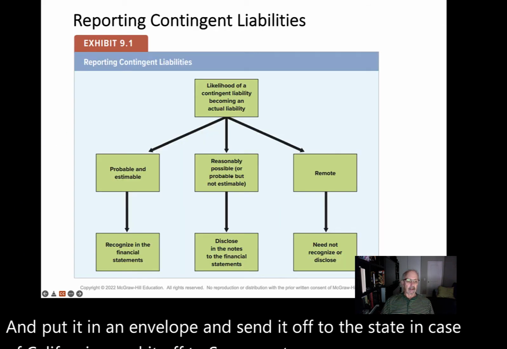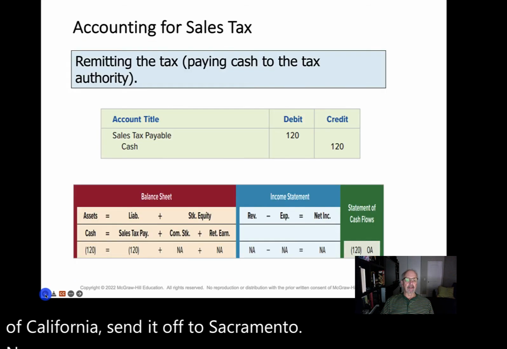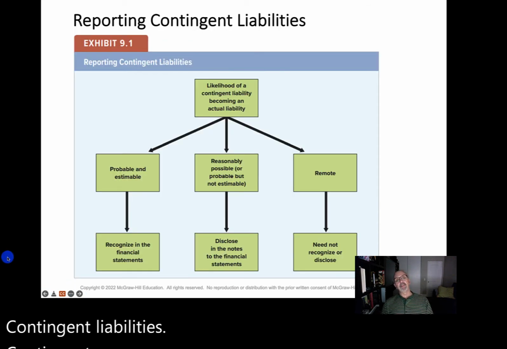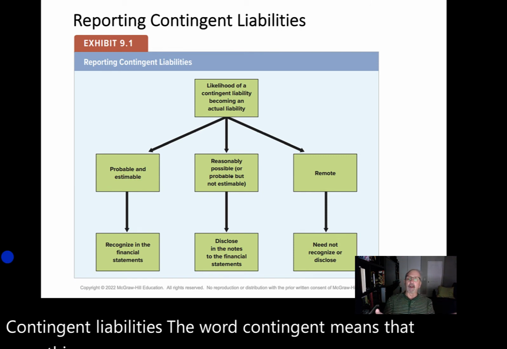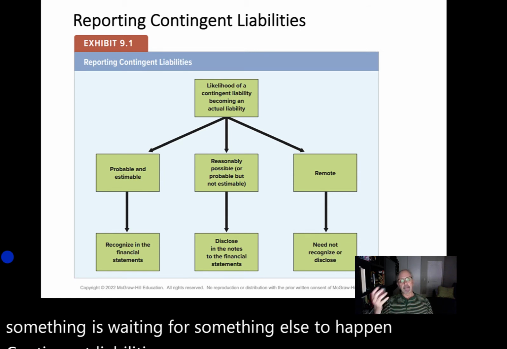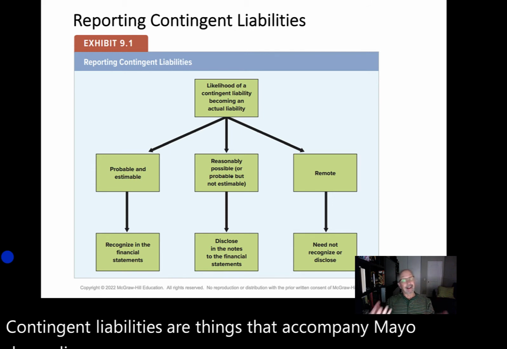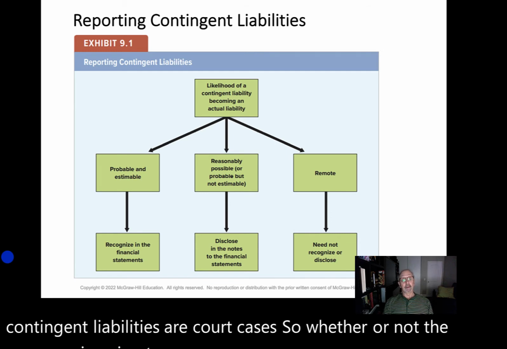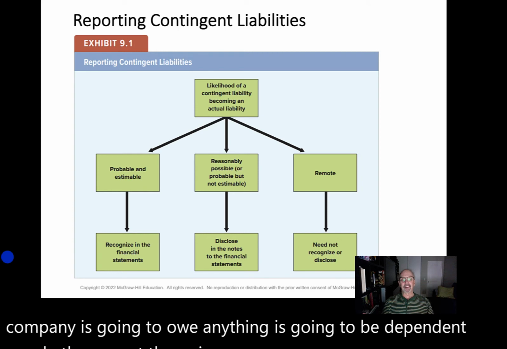Now, contingent liabilities. The word contingent means that something is waiting for something else to happen. Contingent liabilities are things that a company may owe depending on something else happening. In most cases, contingent liabilities are court cases. So whether or not the company is going to owe anything is going to be dependent on whether or not they win or lose the case.